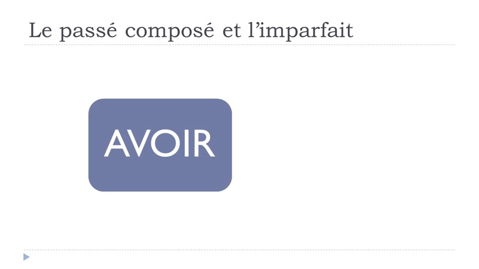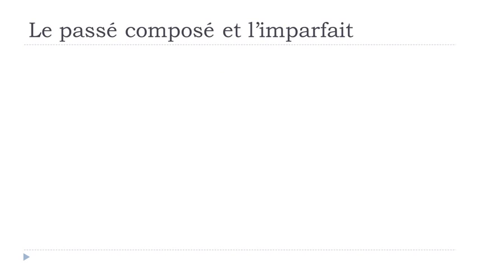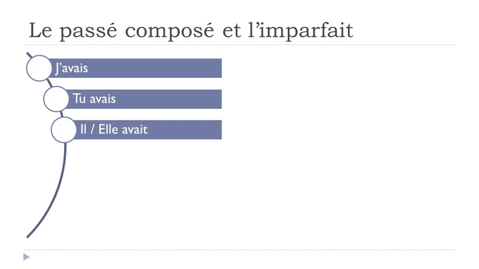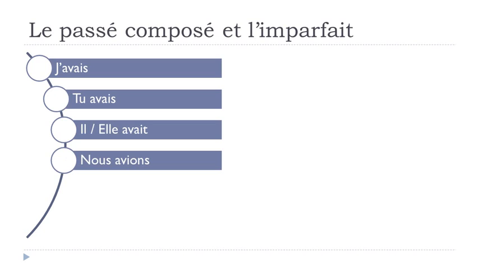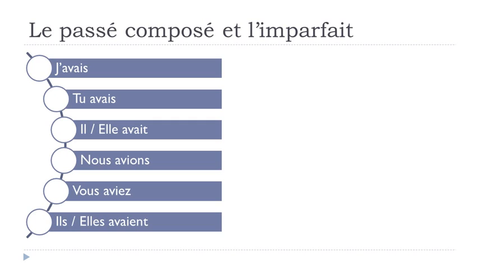So, of course, avoir and être can be quite tricky, so that's the reason why we'll take a few minutes to see them, and we'll start with avoir, okay? This is the imparfait form. J'avais, tu avais, il avait, elle avait, nous avions, vous aviez, ils avaient, elles avaient.